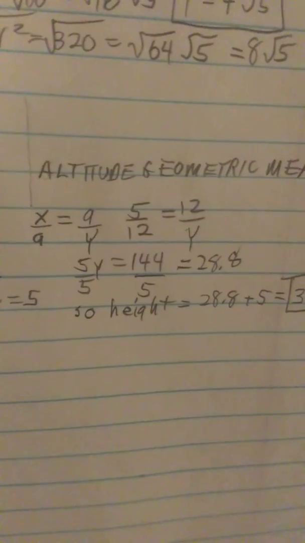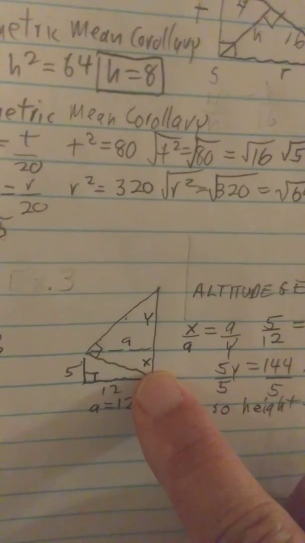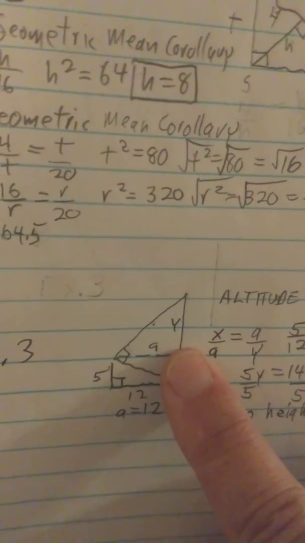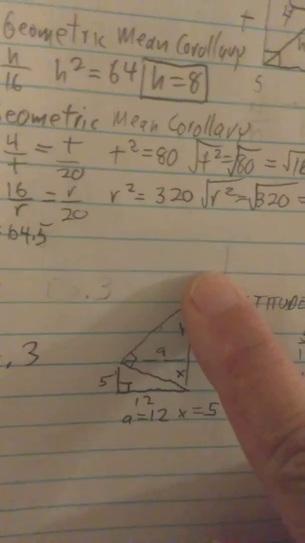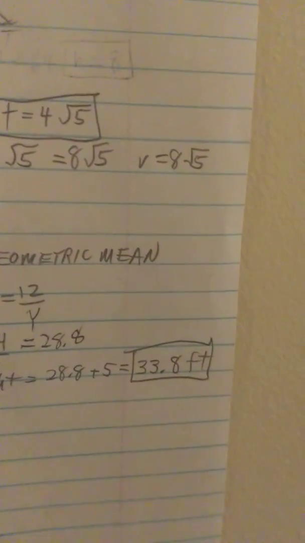144 divided by 5 is 28.8. So now to get the total height, we would want to add the 5 from the base up to here, and then the 28.8 up to here. So that would give us 28.8 plus 5 is 33.8.